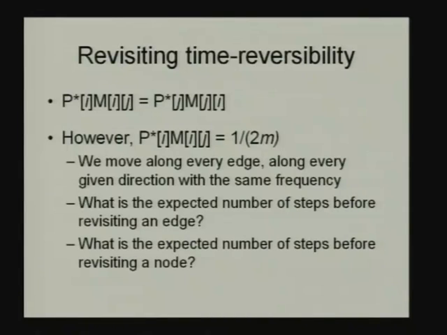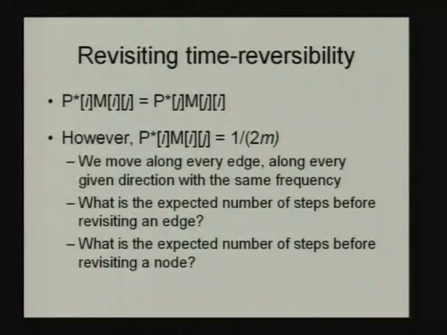I already told you this. You could also compute the expected number of steps that you need before revisiting a node. Suppose you visited a node now, after what expected number of steps will you revisit this node? It is not 1 by n, it depends on the degree of the node actually. So, it is a function of the degree of the node, and so do it as an assignment. It's easy, you can easily do it.